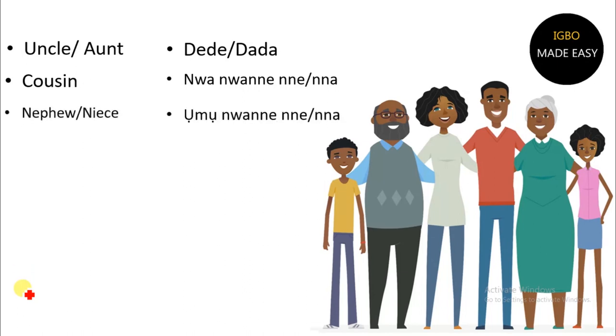Nephew or niece, like I said, is just a bundle of description. Ụmụ nwanne nne, ụmụ nwanne nna. This is plural. Now, if your cousins are plural, switch nwa with ụmụ. If you want to say nephew, niece, not nephews, nieces, then you have to say nwa instead of ụmụ. So you can just switch the first, and what you have remains pretty much the same. Your nephew and niece is ụmụ nwanne m.